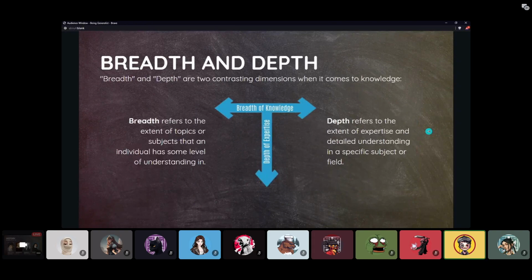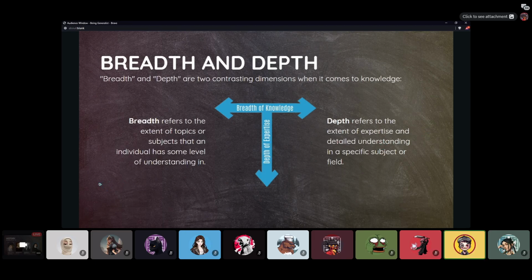And then going technical now, guys. So yeah, there's this term breadth and depth. Breadth and depth actually are two contrasting dimensions when it comes to knowledge and skills. So breadth refers to the extent of topics or subjects that an individual has some level of understanding in. And then depth, this is on the contrary. So the vertical side or the vertical line. This refers to the extent of expertise and detailed understanding in a specific subject or field.